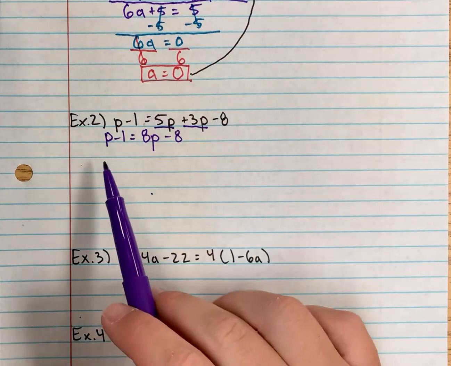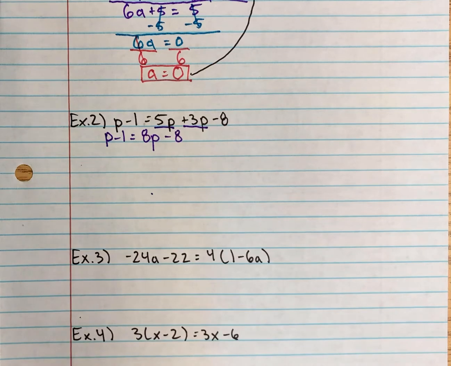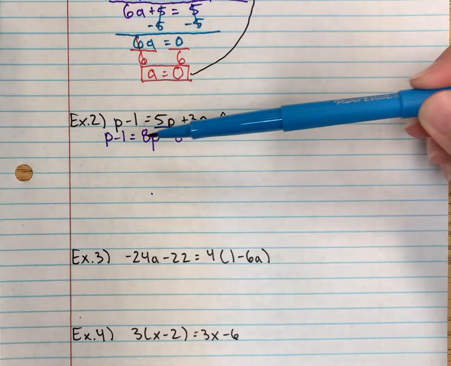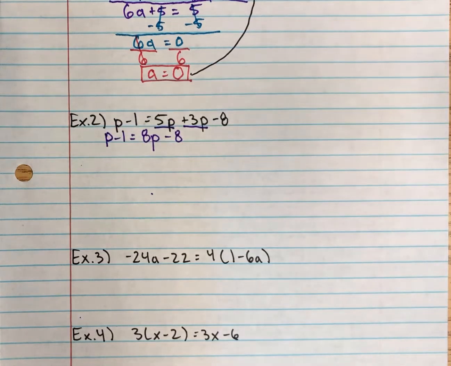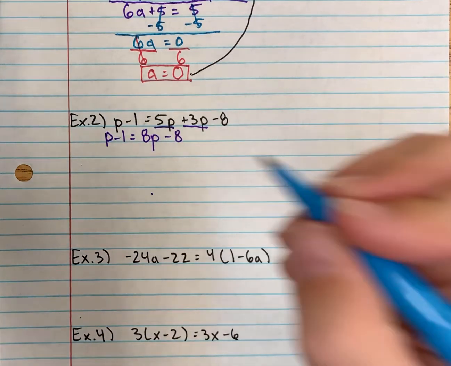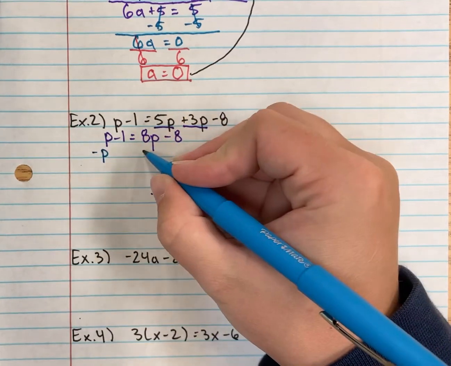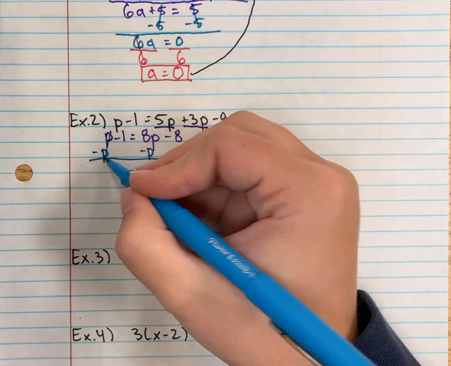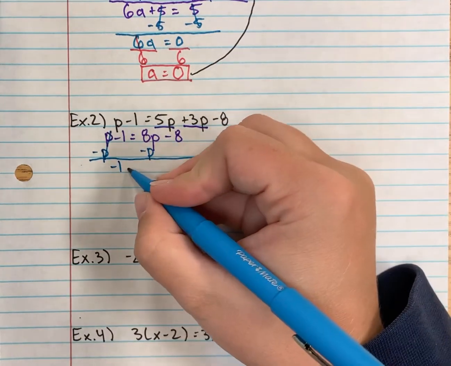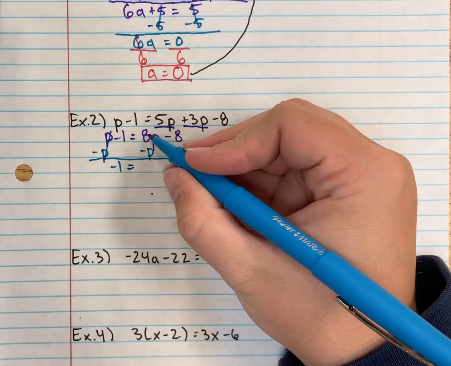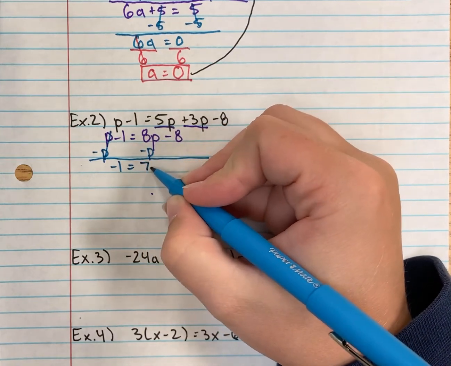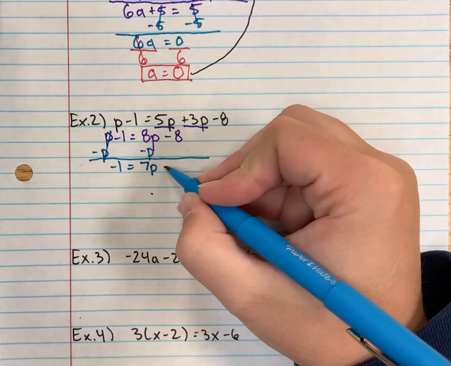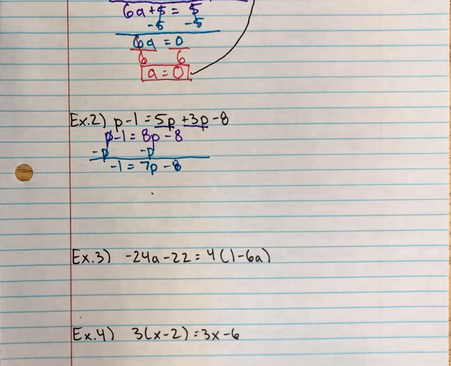Okay, so now we have p minus 1 equals 8p minus 8. So again, at this point, figure out what your smallest coefficient is. Well, in this situation, we have an 8 in front of our p and a 1. 1 is definitely smaller than 8, so I'm going to subtract a 1p from both sides of my equation. Okay, so when I do that, p minus p is 0, and we still have a negative 1 here. Bring down your equal sign. And 8p minus p is a 7p. And then bring down your negative 8.